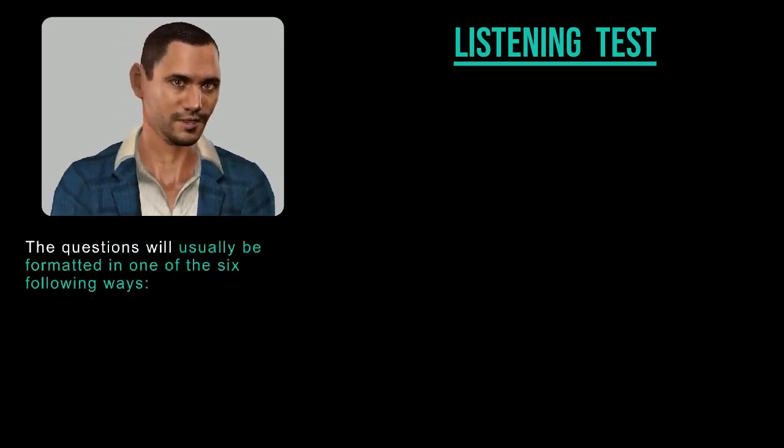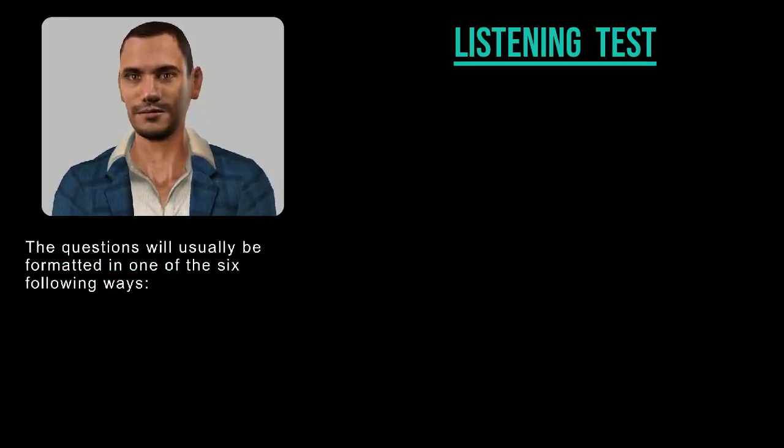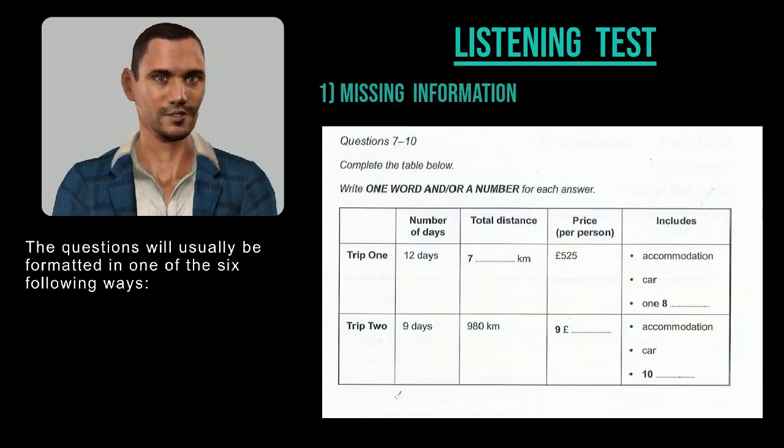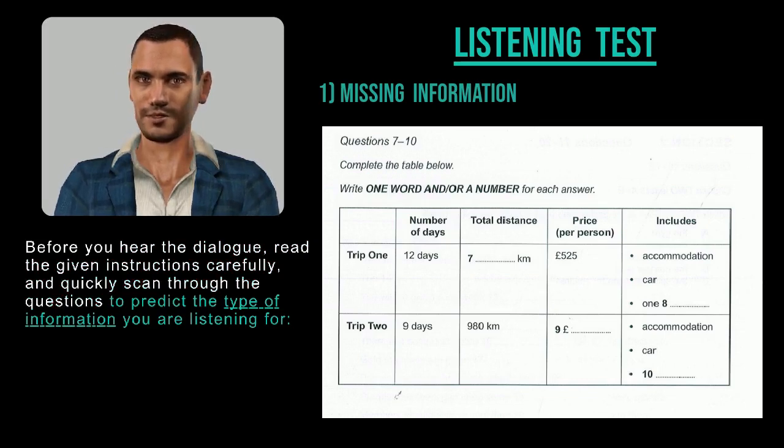The questions will usually be formatted in one of the 6 following ways. 1. Missing information. Before you hear the dialogue, read the given instructions carefully and quickly scan through the questions to predict the type of information you are listening for.